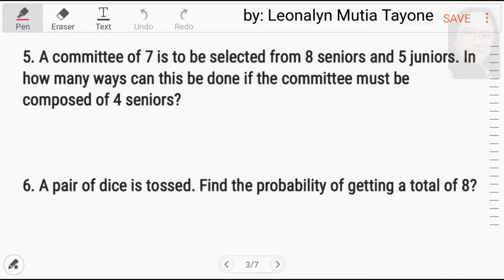Question number 5. A committee of 7 is to be selected from 8 seniors and 5 juniors. In how many ways can this be done if the committee must be composed of 4 seniors? So, ito yung tinatawag na probability and combination tayo. Ang sinagot ko dito ay 8C4 times 9C3. Kaso, sa choices, wala daw ganito.